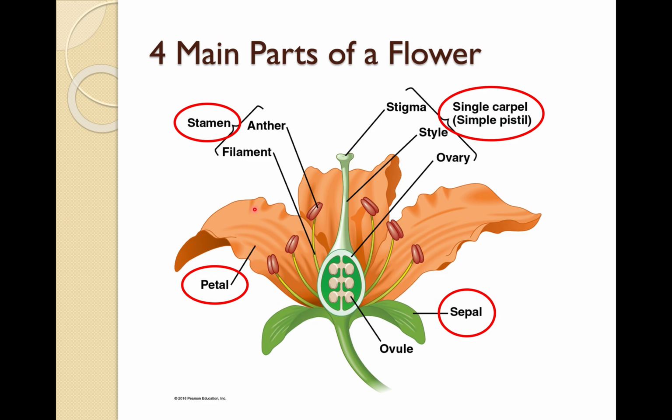We also have petals, these brightly colored structures right here. They are to attract pollinators. And the sepals are these tiny little green leaves, and they are the leaves that enclose the flower bud for protection before the flower actually blooms.